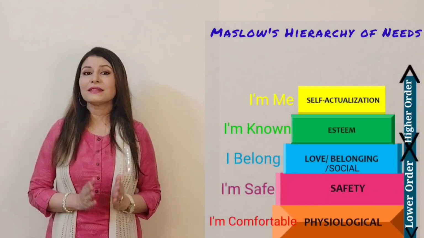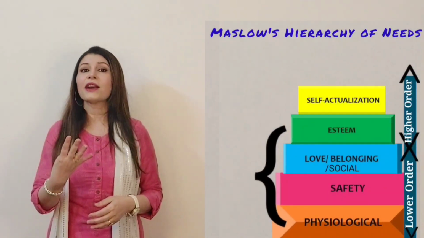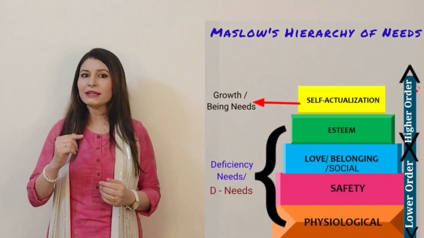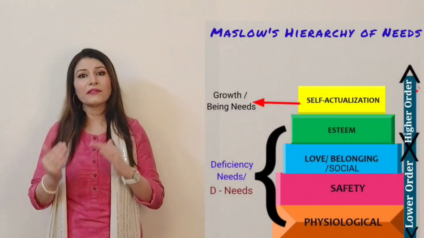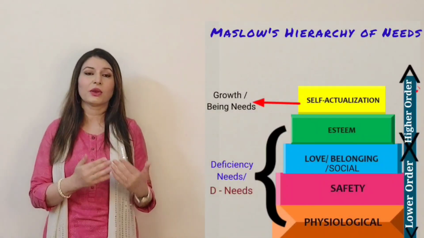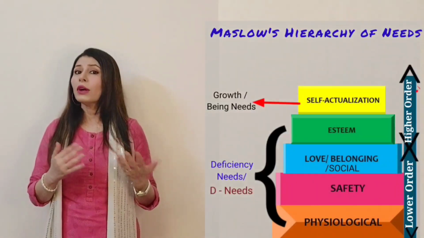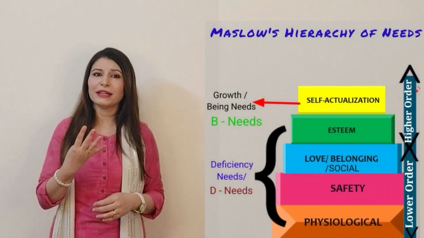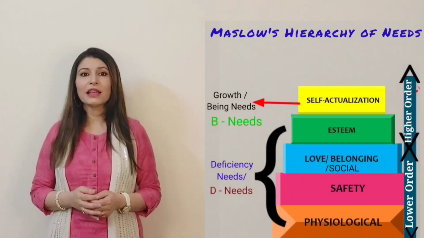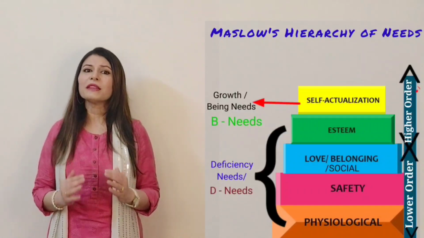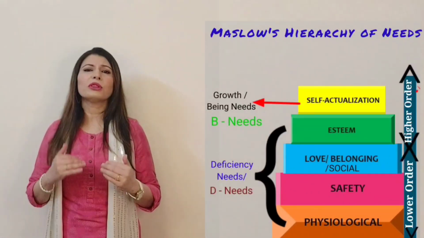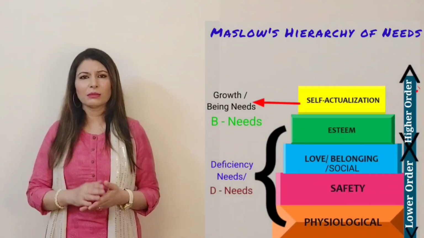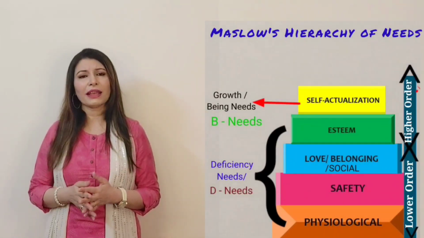In this hierarchical structure, the four lower needs are called deficiency needs or D needs. And the top level need, self-actualization or self-realization, is a growth need or being need. What is the difference between these two needs? Actually, with the four lower needs, that is deficiency needs, when they are fulfilled, a person becomes satisfied and their motivation ends. For example, if we are hungry and we eat something, we will not be motivated to eat again.